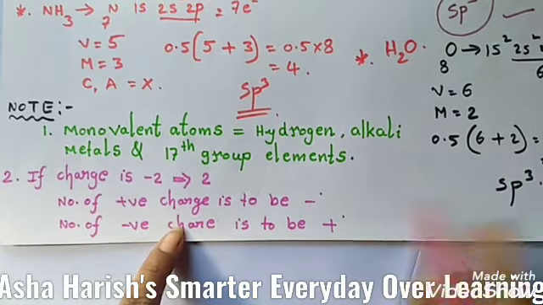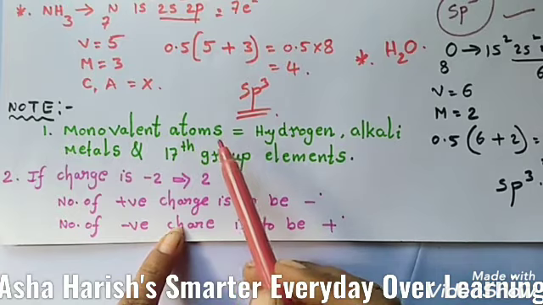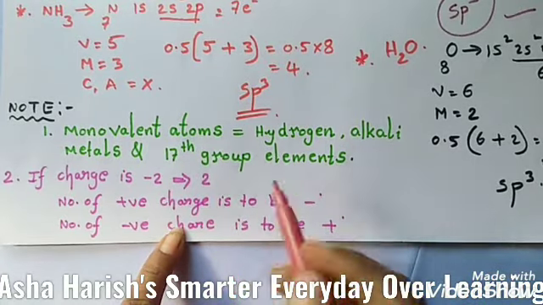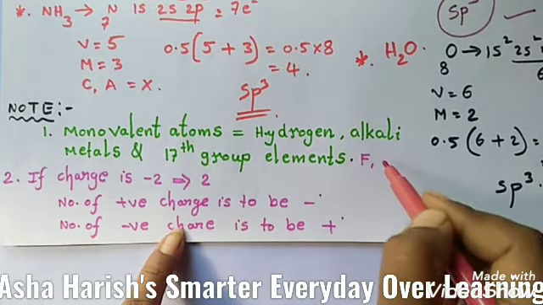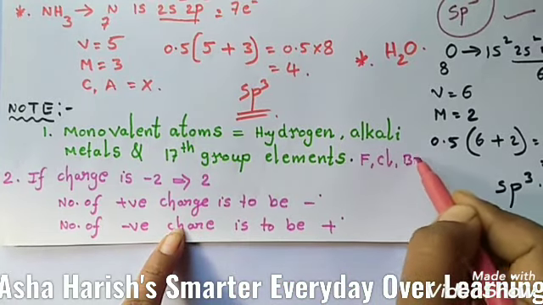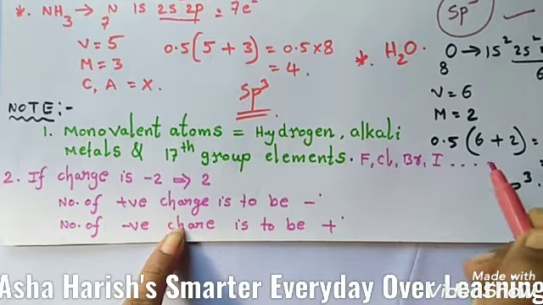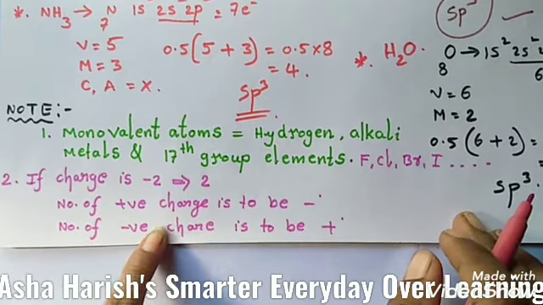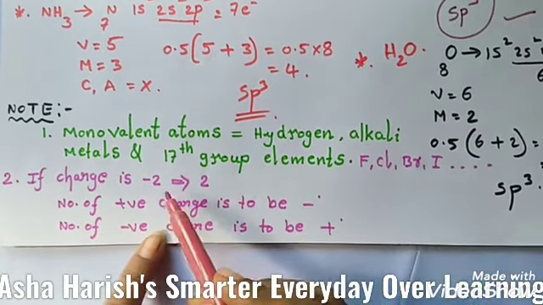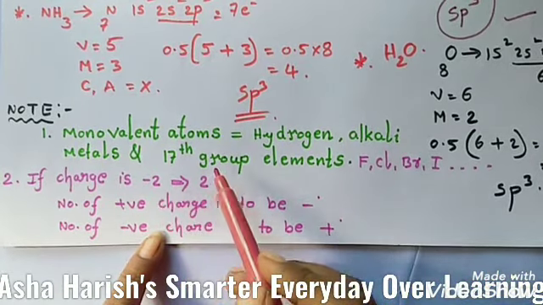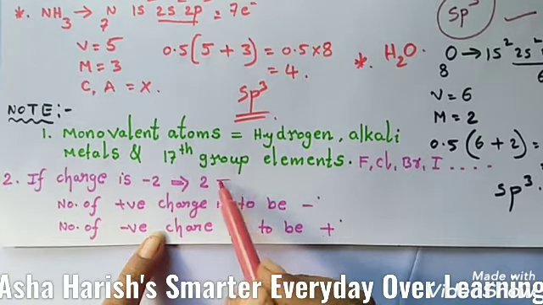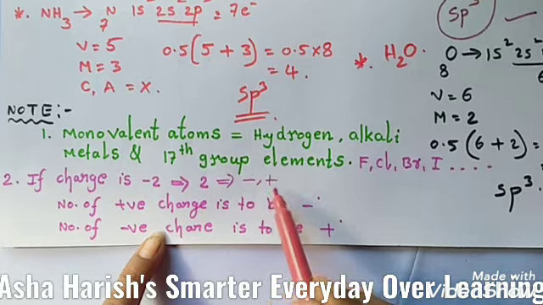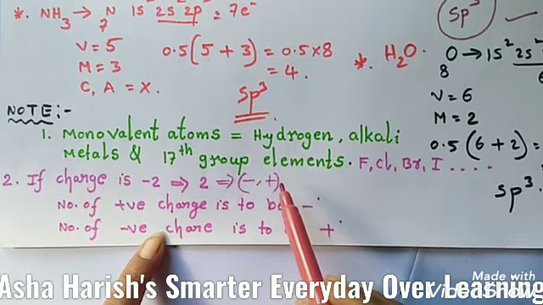Okay students, here are the important points I am going to share with you. Suppose monovalent atoms are nothing but hydrogen, alkali metals and 17th group elements. 17th group elements are nothing but fluorine, chlorine, bromine, iodine. Okay, this is the first point we have to remember. And number 2 is, if the charge on the compound is -2, we have to take the number 2. You can simply ignore the sign, plus or minus. These two signs you simply ignore.